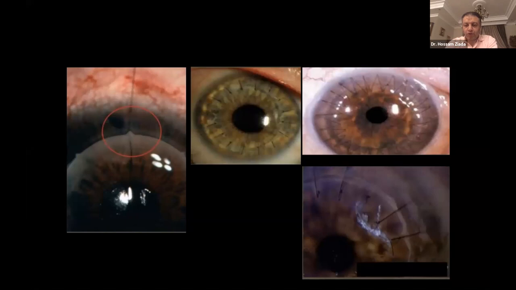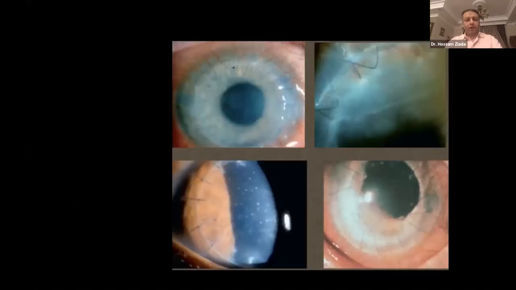It's recommended. This is during the suture. You see the arrow. But after you did the suture, you have to pass the spatula. Yes. Okay. Thank you, sir.